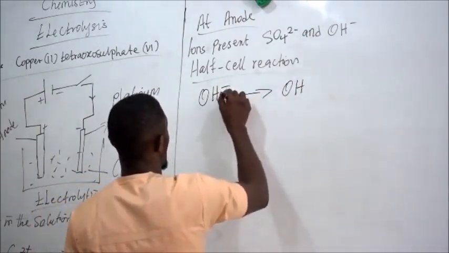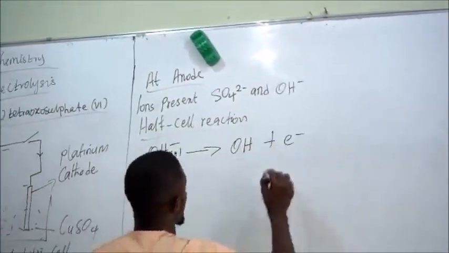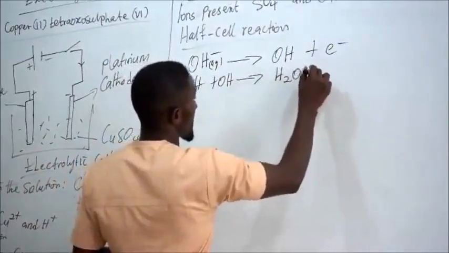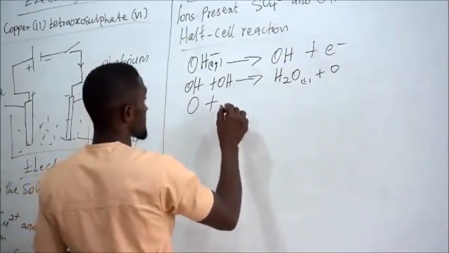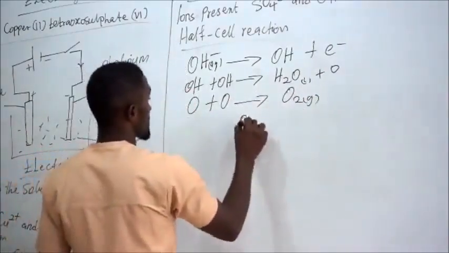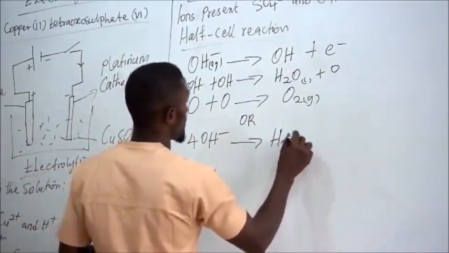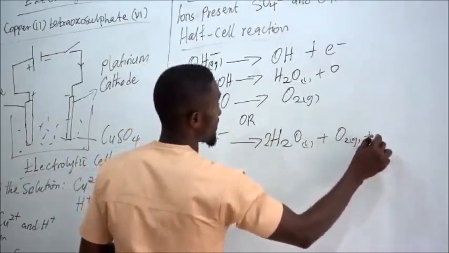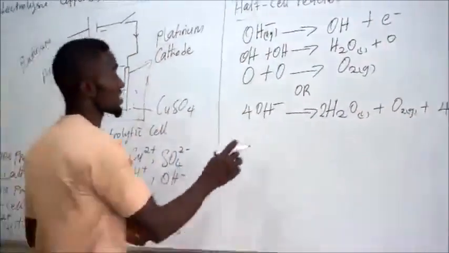leading to production of hydroxide plus electron. Then the hydroxide combines with itself to form water plus oxygen. Then the oxygen cannot exist as an atom, and it combines with another oxygen to form oxygen gas. So the overall reaction: 4 molecules of hydroxyl ion leads to production of 2 molecules of water plus oxygen gas plus 4 molecules of electron.